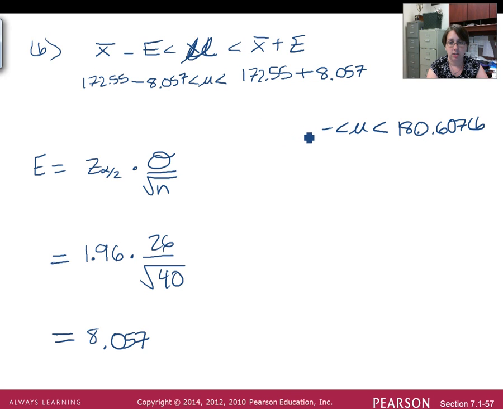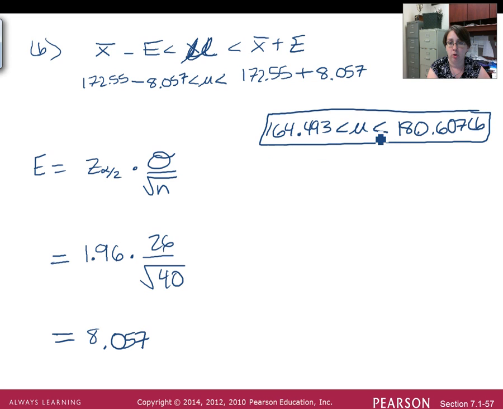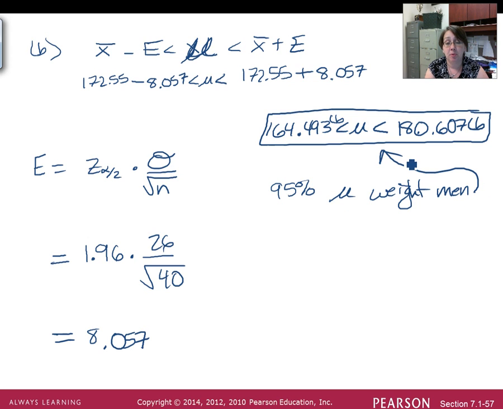And the subtracting was 164.493. Now your problem should tell you how much to round to, but this is what we're learning here. This is what we found out. We have found out with 95% confidence that the mean weight of all men is in this interval, somewhere between 164 pounds and 180 pounds.